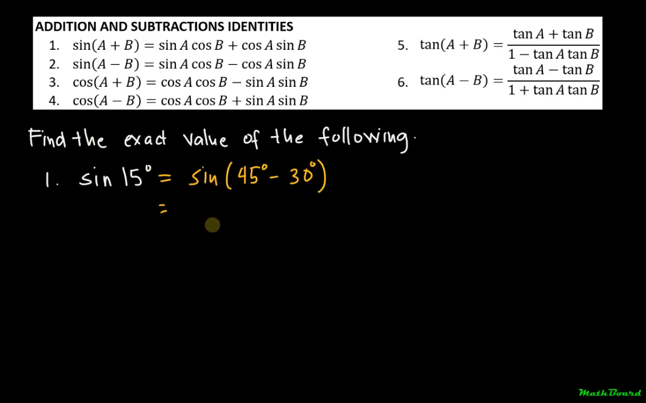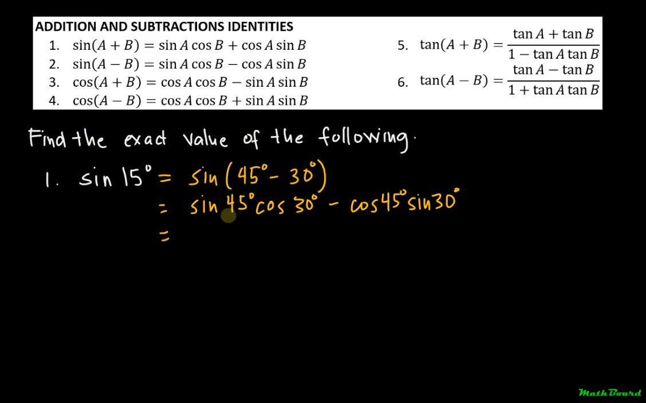Meaning to say, sine 15 is just equal to, we're going to use this identity, right? The second identity. So, sine 45 cosine 30 minus cosine 45 sine 30. So, the equivalent of sine 15 degrees is sine 45 times cosine 30 minus cosine 45 sine 30.